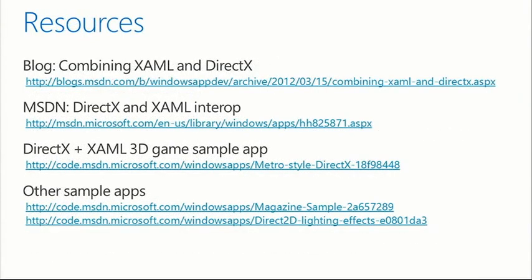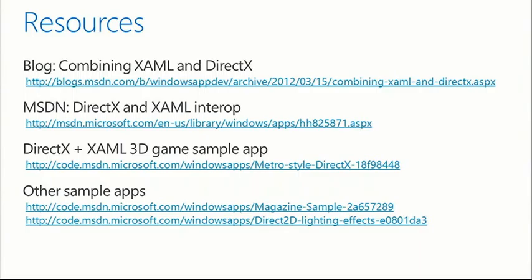So I just added a couple of resources here at the end. There's a blog post which has some details on this online on the Windows Application Development blog, which I also encourage everybody to read. It has a lot of great stuff about building apps for Windows 8. There's also an overview topic on MSDN for DirectX and XAML interop. And then those samples I showed you, you can actually go and download. Again, here's a link to the 3D shooting game that I'd shown for that.